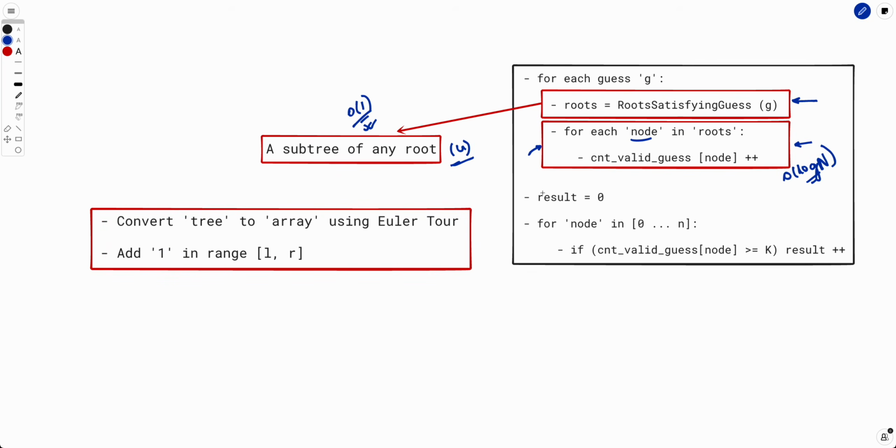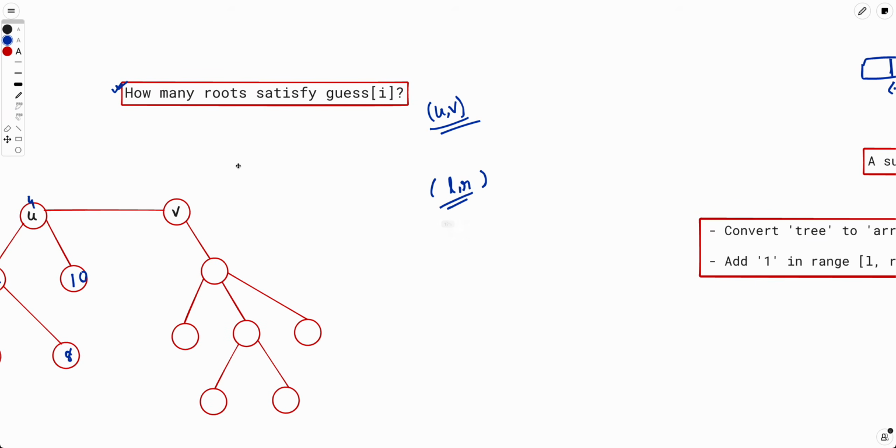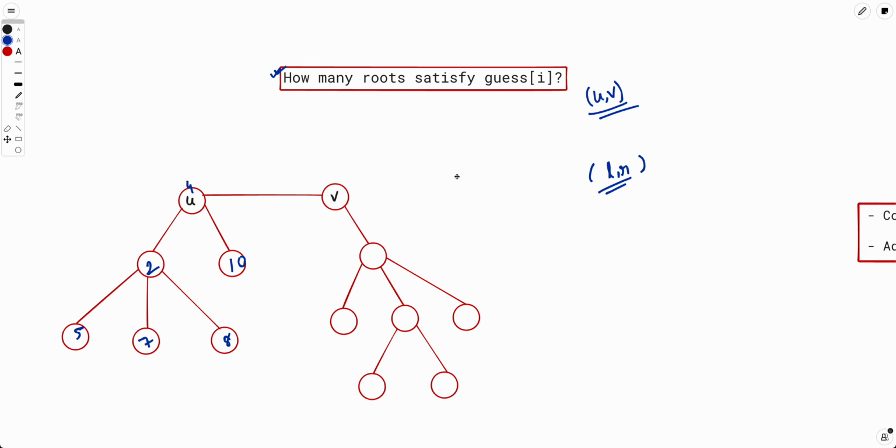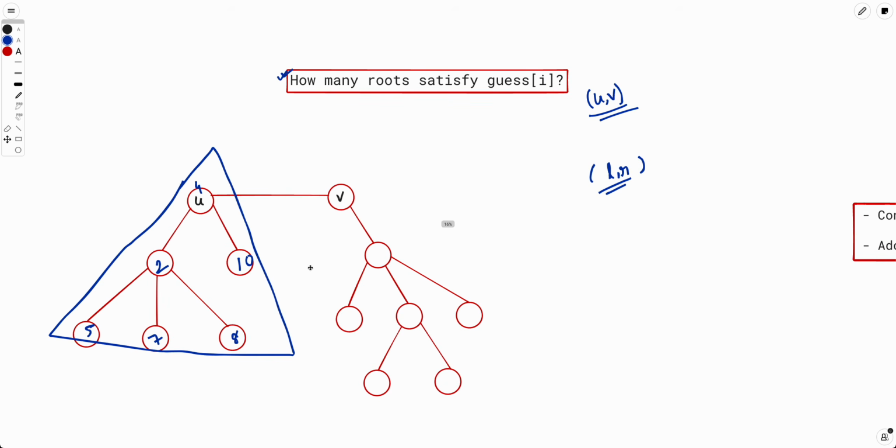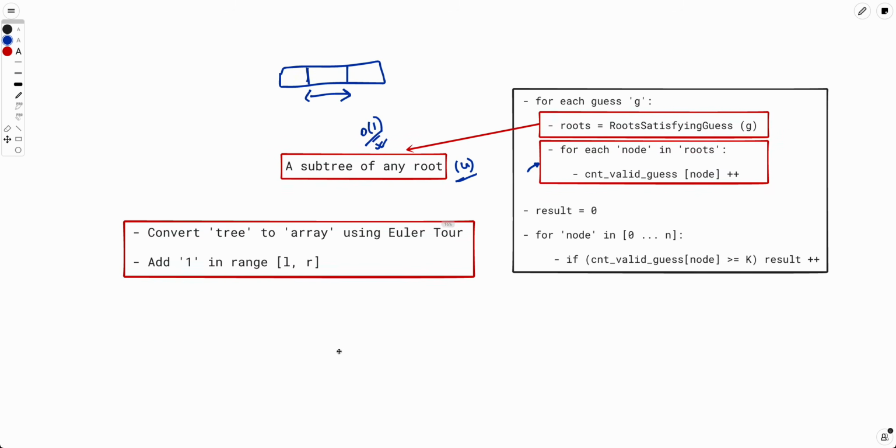Okay, so it will convert this tree into an array, and the property of that array would be that each subtree would be a subarray in this array, right? So if we talk about the subtree of U, the Euler tour array that we will be forming would have a subarray, so all these nodes would be adjacent to each other. In other words, in the array there would be some range L to R in which only 4, 2, 5, 7, 8, and 10 will be present, right? So that's what Euler tour would give us.